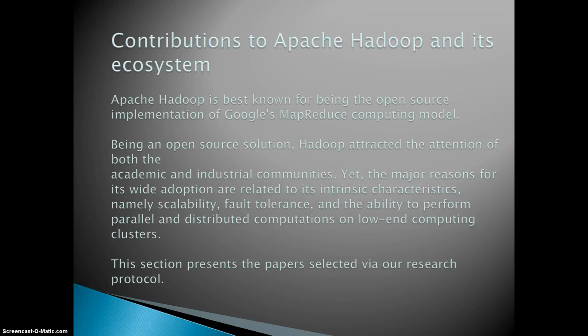Contributions to Apache Hadoop and its ecosystem. Apache Hadoop is best known for being the open source implementation of Google's MapReduce computing model. Being an open source solution, Hadoop attracted the attention of both academic and industrial communities. The major reasons for its wide adoption are related to its intrinsic characteristics, namely scalability, fault tolerance, and the ability to perform parallel and distributed computations on low-end computing clusters.